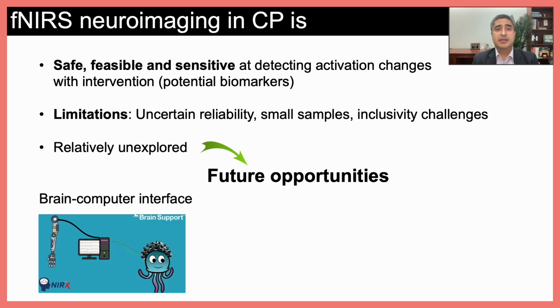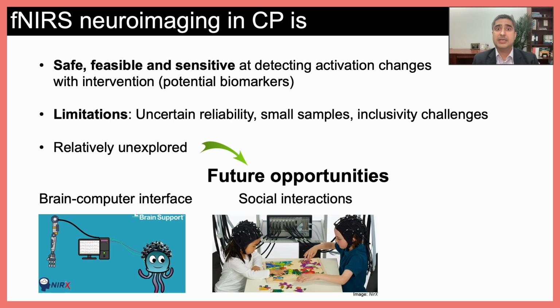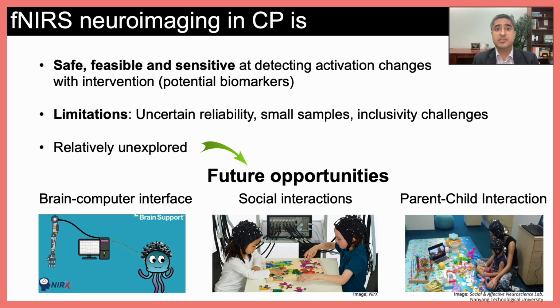For example, fNIRS is well suited for brain-computer interfaces that can enhance functional independence in more impaired individuals. fNIRS can also capture brain activity across multiple individuals at the same time to better understand how children interact during play, or investigate how parent-child interactions can impact therapeutic outcomes. We explore these topics in greater detail in our manuscript at the Developmental Medicine and Child Neurology Journal.